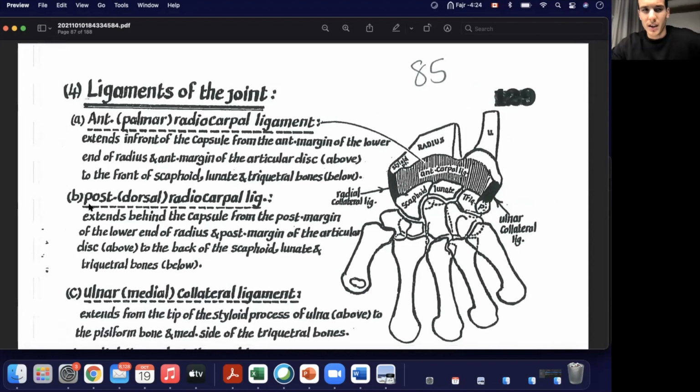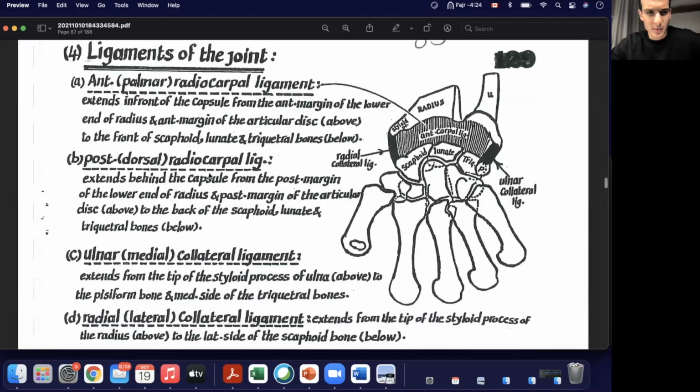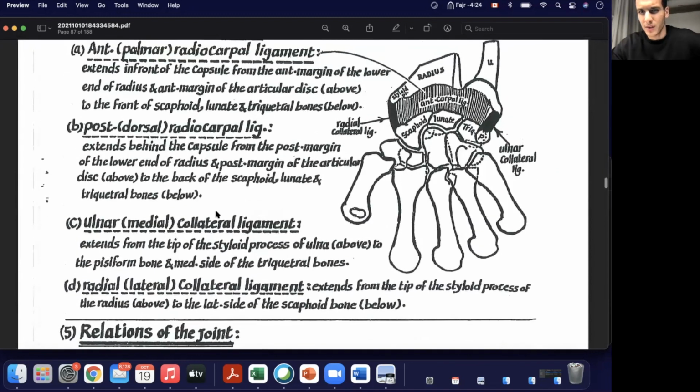There are always collateral ligaments in this joint. So we start with those because it's the easiest to remember. They'll be on the sides. We have the ulnar collateral ligament and the radial collateral ligament. The radial on this side, ulnar on this side.